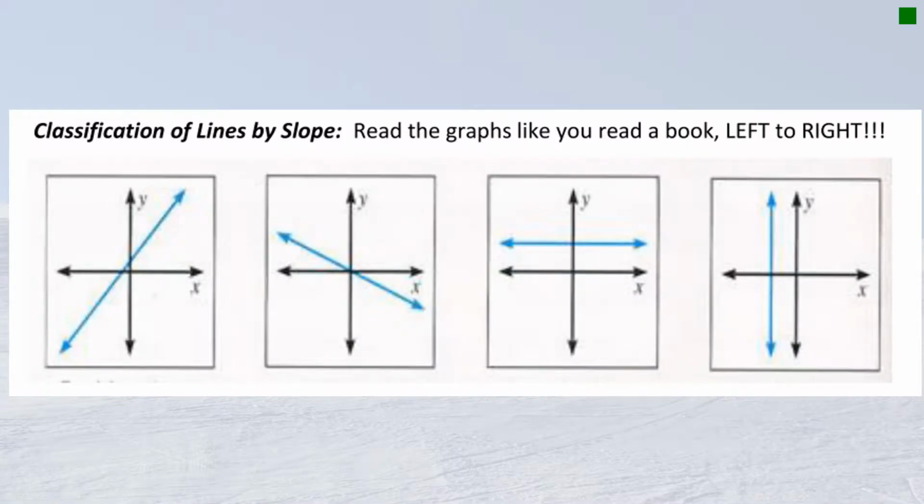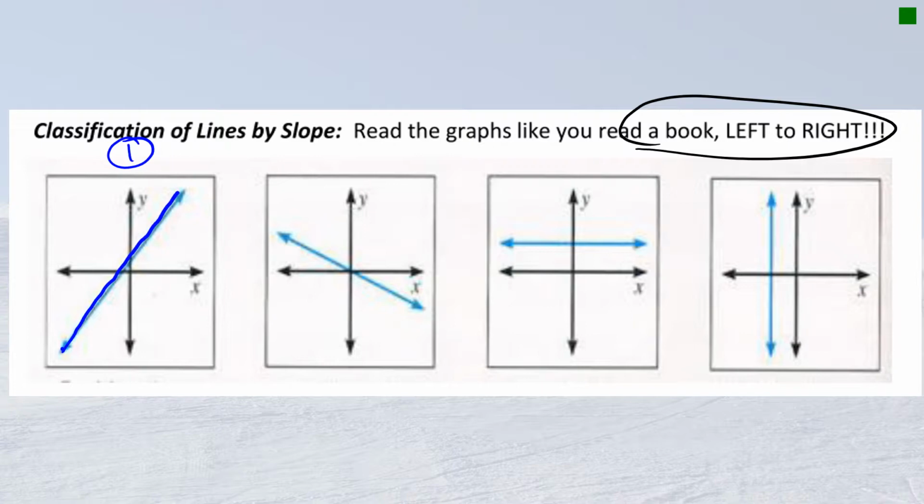So when you generally read a graph, you want to determine if a line has positive, negative, no slope, or zero slope. Well, as it says here, you're going to read it like you read a book from left to right, and that's really important. So if I look at this graph number 1, I'm going to start over here on the blue line, and I'm going to jump on there. And look, if I go to the right, it's going up. So this slope is positive.